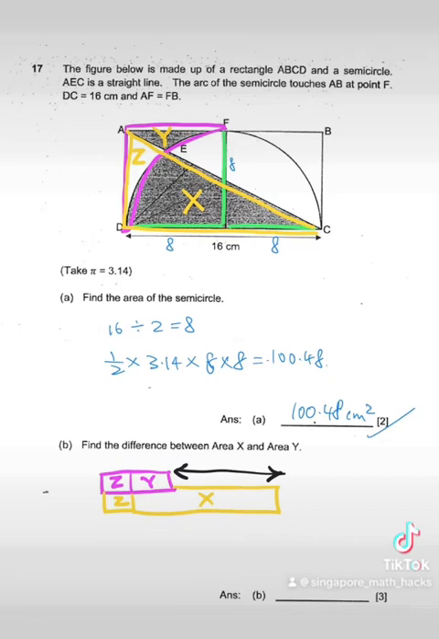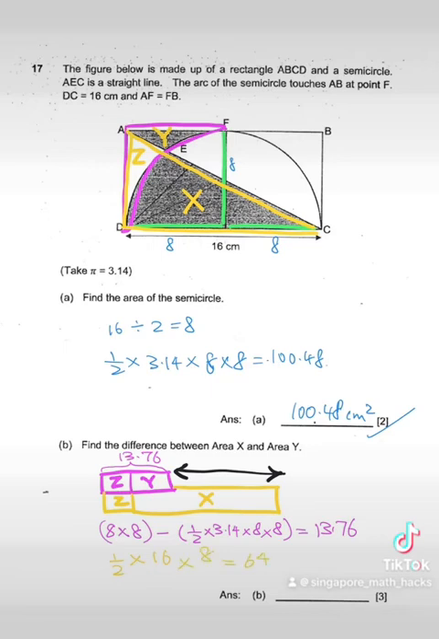Z plus y is the boomerang, so it is the square, 8 times 8, minus the quarter circle, 1/4 times pi r square, which equals 13.76. So we know that this part here is 13.76. Then what is z plus x? Z plus x is made up of a triangle, which is half times base 16 times height 8, equals 64.